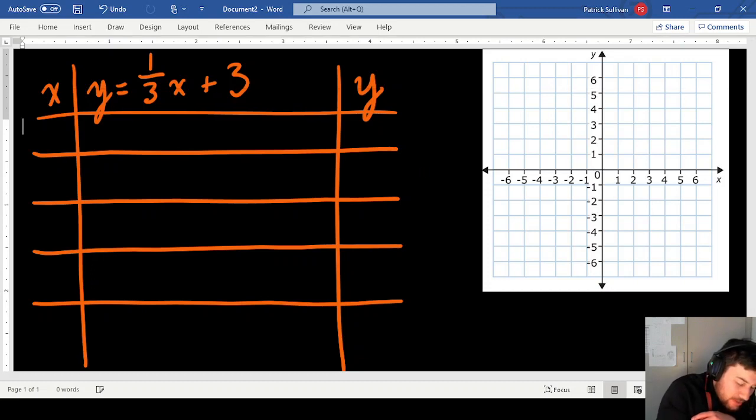Now here's the key with these type of problems. Instead of using the common -2, -1, 0, 1, 2, when you have a fraction, you want to use the multiples of the denominator. So in this case, 3. Again, when you have a fraction coefficient, you want to use multiples of the denominator. So in this case, I always want to use 0 as one of my values.